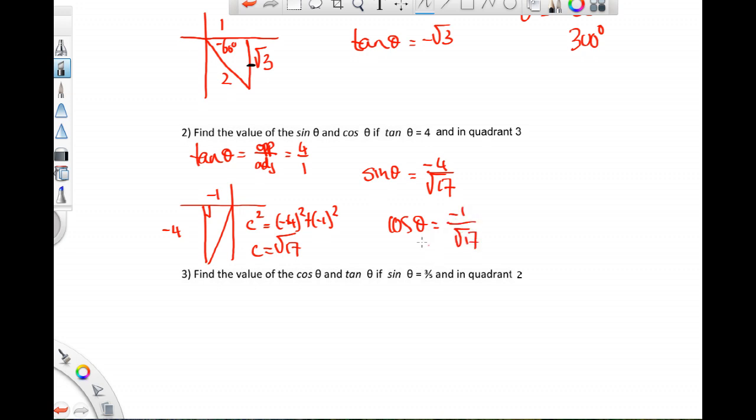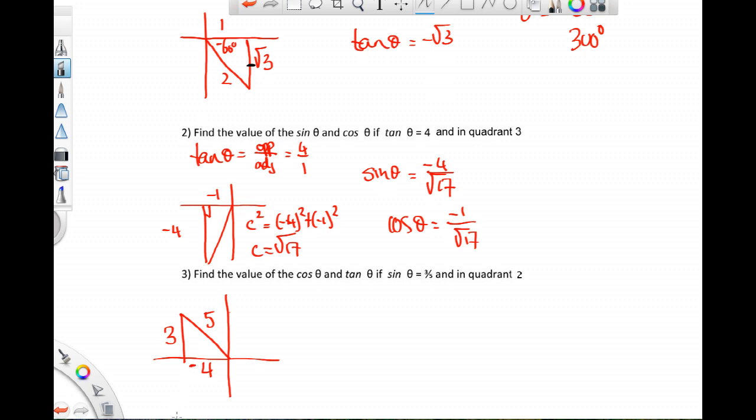and then the cosine is a negative 1 over the square root of 17. And then the last one, find the value of the cosine and the tangent if the sine of theta is 3 over 5 and in quadrant 2. So the sine is opposite over hypotenuse, right? So there's your 3. The hypotenuse is 5, so that's 3 and the hypotenuse is 5, and that's a special triangle.